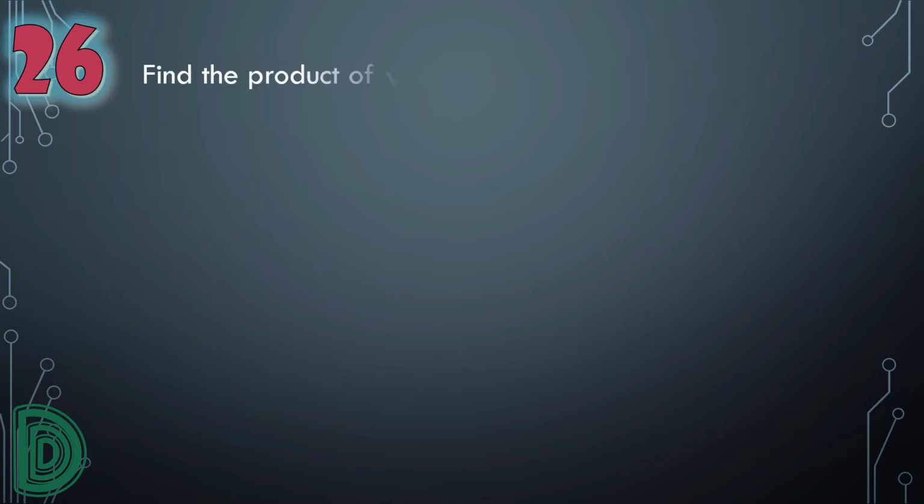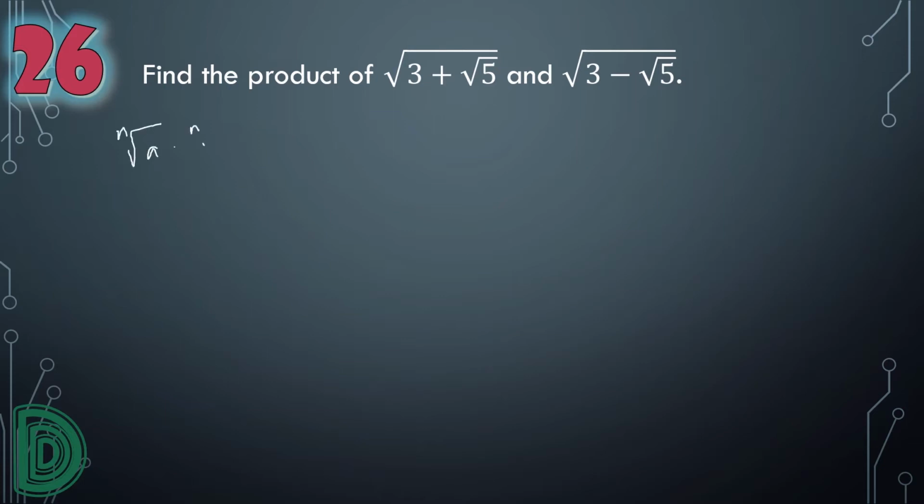Number 26. Find the product of square root of 3 plus square root of 5 and square root of 3 minus square root of 5. In multiplying radicals, we have nth root of A times the nth root of B. If the two radicals have the same index, then the product is nth root of A times B. So in here, the product will be the square root of 3 plus square root of 5 times 3 minus square root of 5.